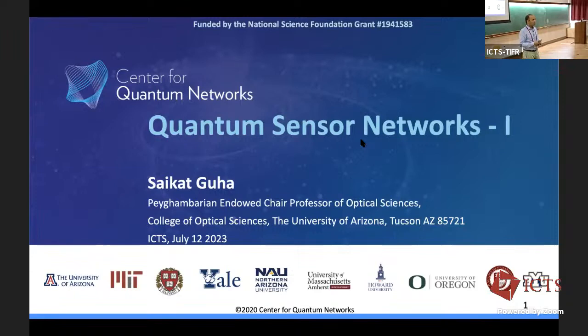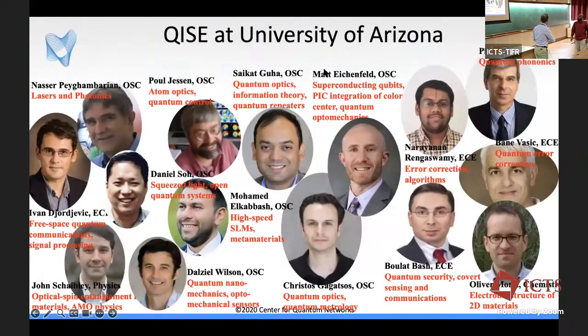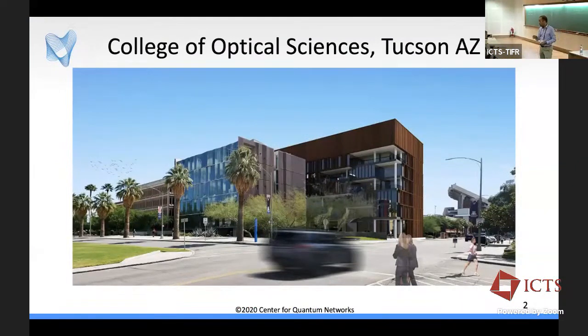My name is Saikat Guha. I'm at the University of Arizona's College of Optical Sciences. We are located in a city called Tucson in Arizona. Tucson is a city about 100 miles south of Phoenix, very close to the Mexico border.